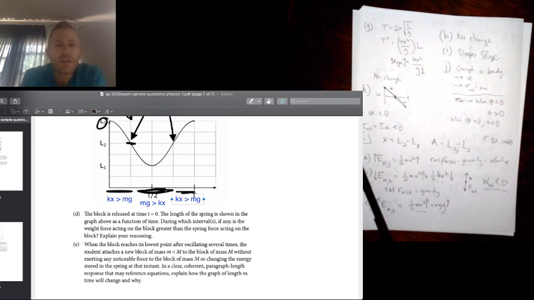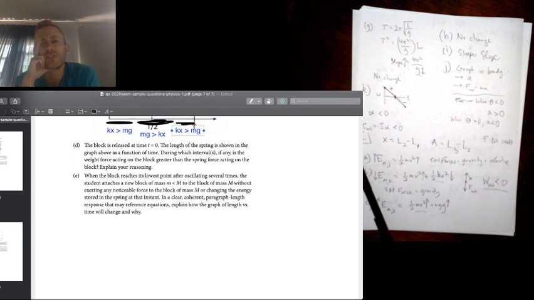Part E says the block reaches its lowest point after oscillating several times. The student attaches a new block of mass little m greater than big M to the block of mass big M without exerting any noticeable force on the block of mass big M or changing the energy stored in the spring at that instant. In a clear, coherent paragraph-length response that may reference equations, explain how the graph of length versus time will change and why.